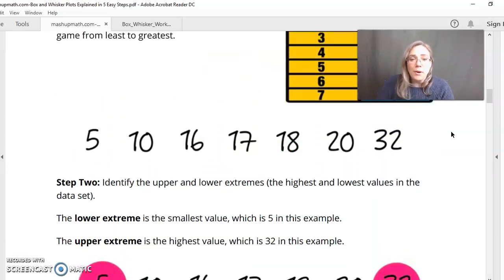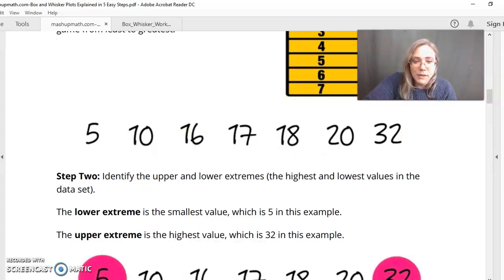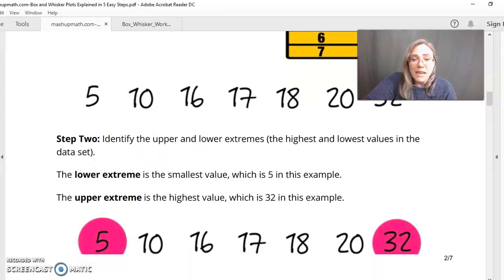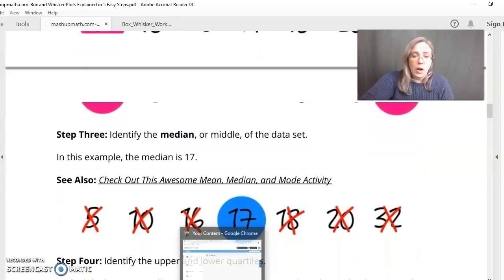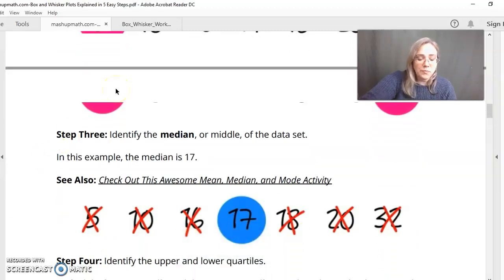Now we're going to identify the upper and lower extremes. Extremes are something we're probably used to. It's the most extreme value, the one that's the furthest out, so the highest and lowest. In this case, our lowest extreme is 5, and our highest extreme, our upper extreme, is 32. Now, when we look for the median, we're looking for the middle number. So as we cross off, 5, 32, 10, 20, 16, 18, 17 is the median.